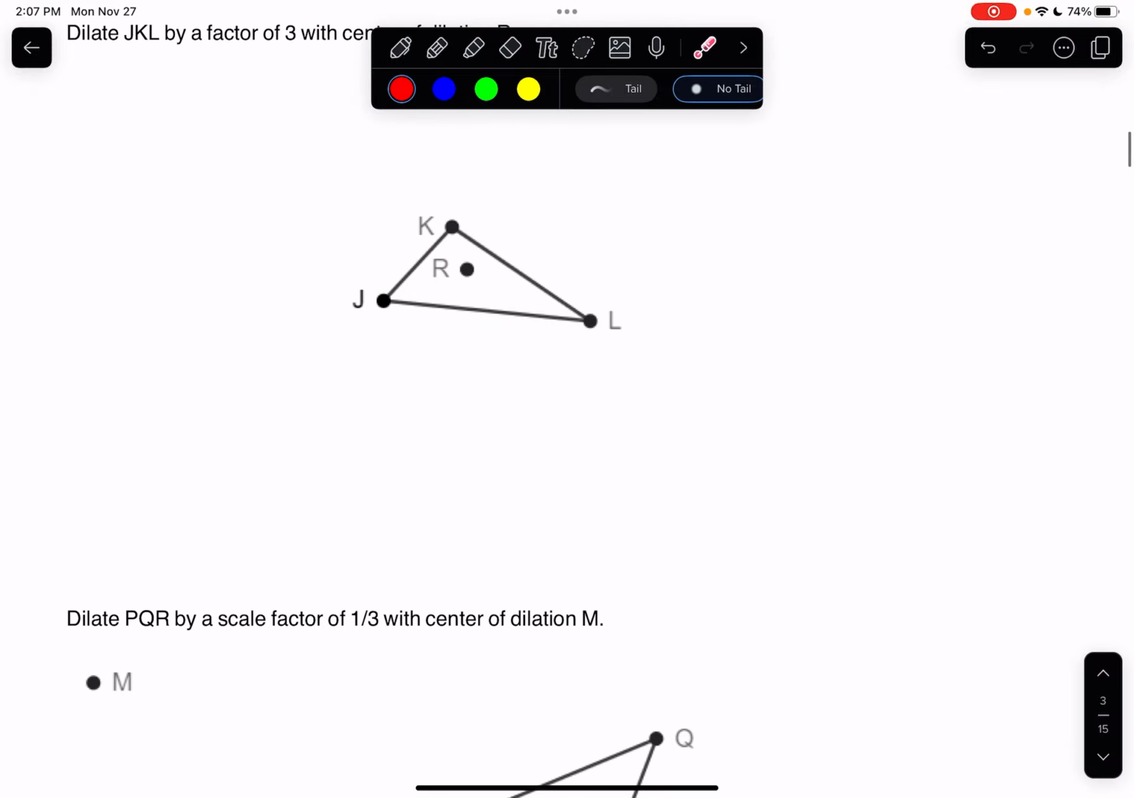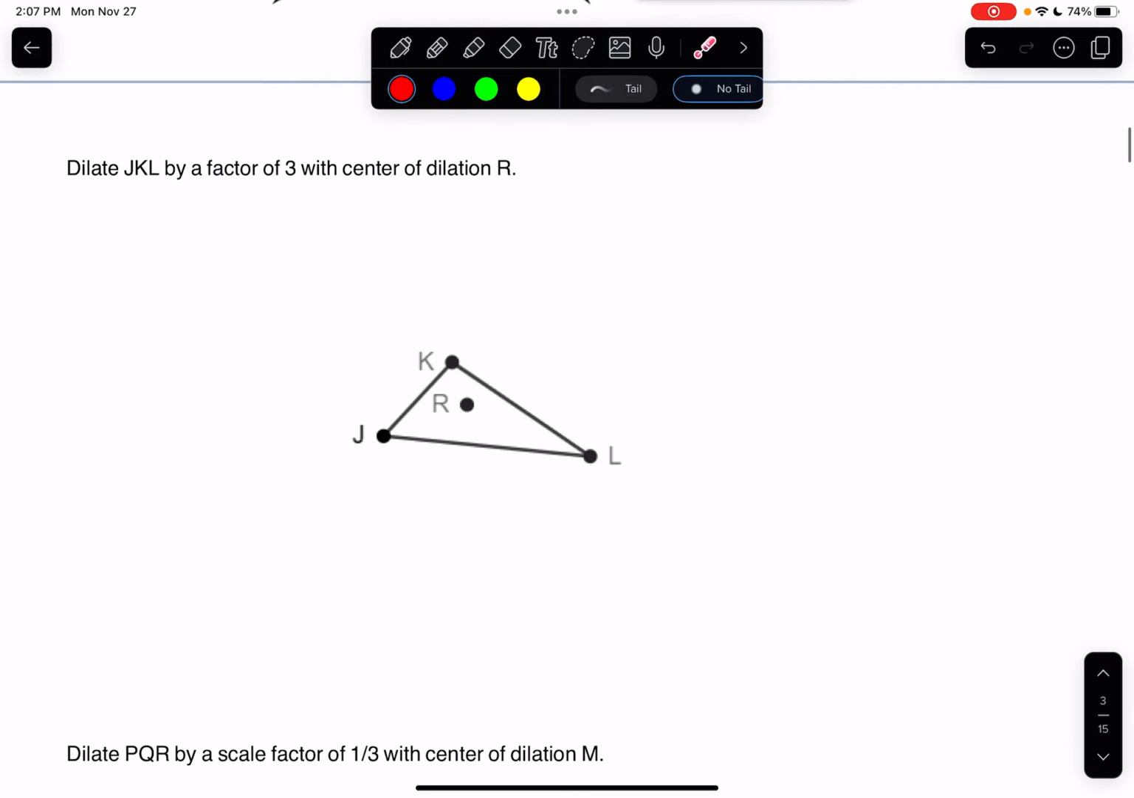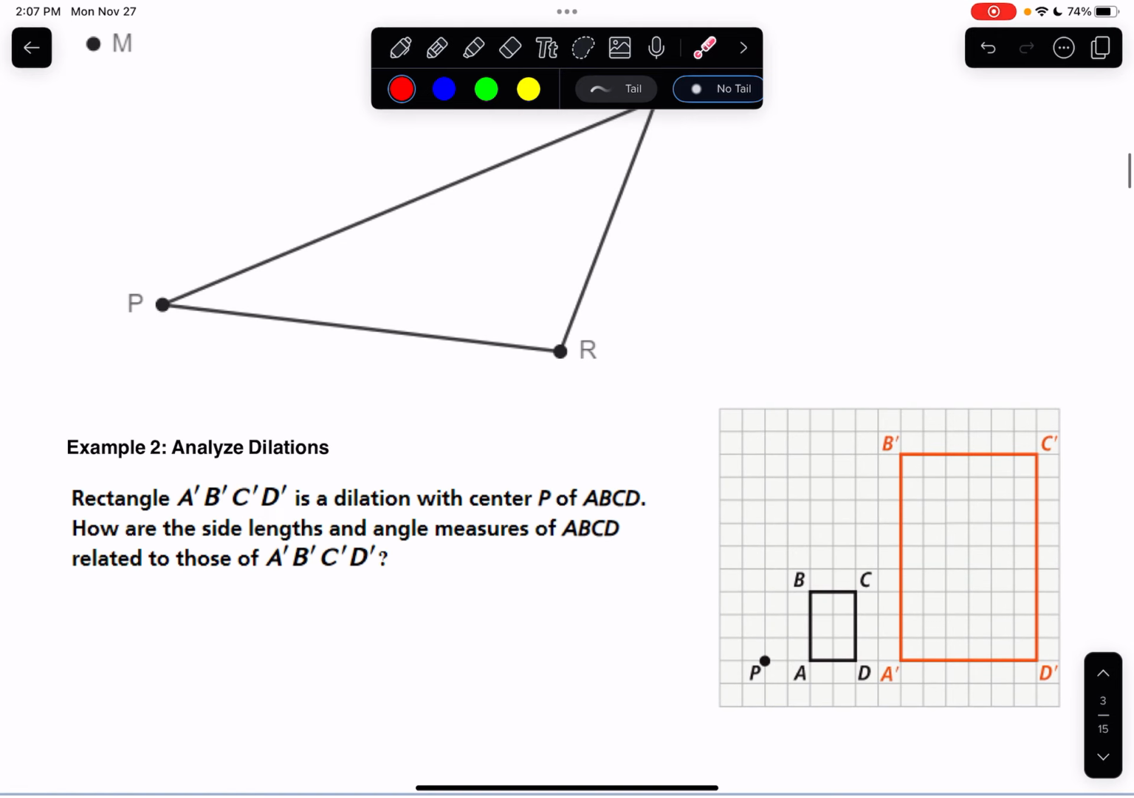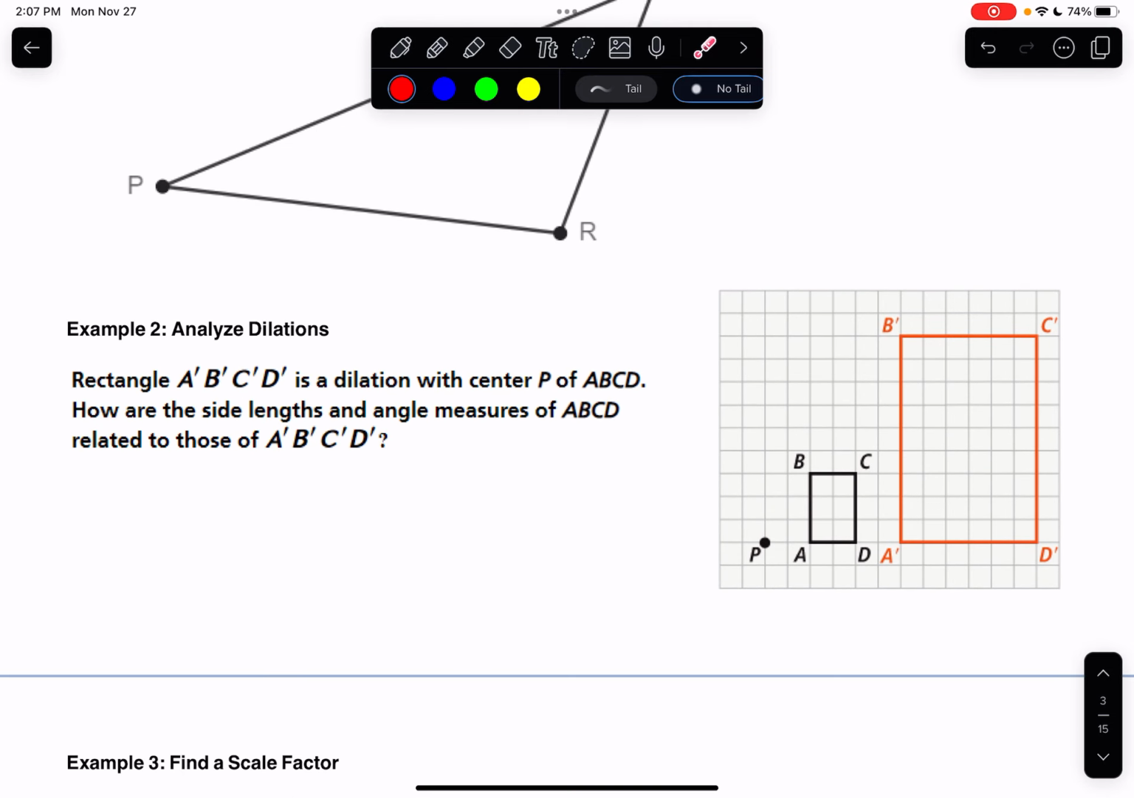So we can do that if we want to with a ruler and making these 3 times longer or 1/3 as long. We're going to skip those though. We're going to go right to the stuff we don't need to do with a ruler, which is example 2.